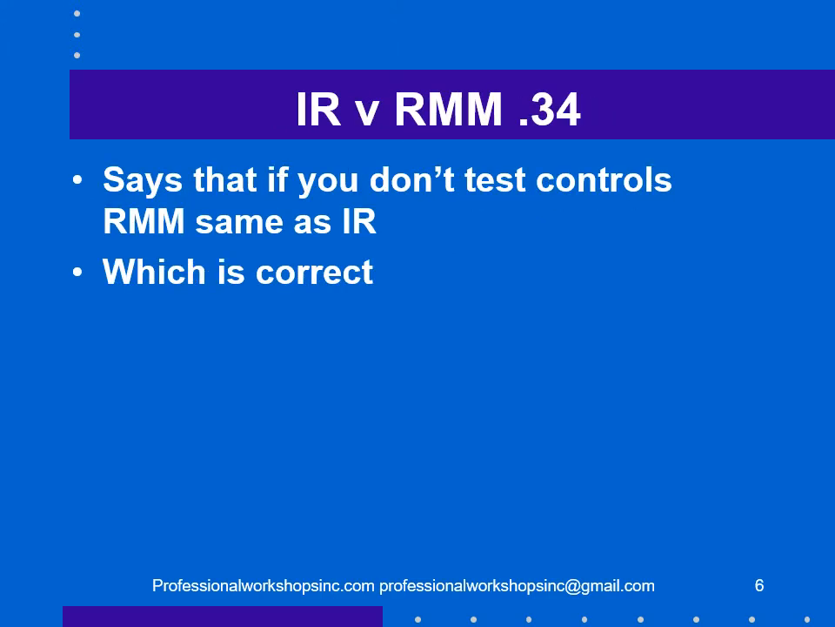And this is kind of proved in paragraph 34. Paragraph 34 says that if you don't test controls, risk of material misstatement is the same as inherent risk, and that is correct. That's right.